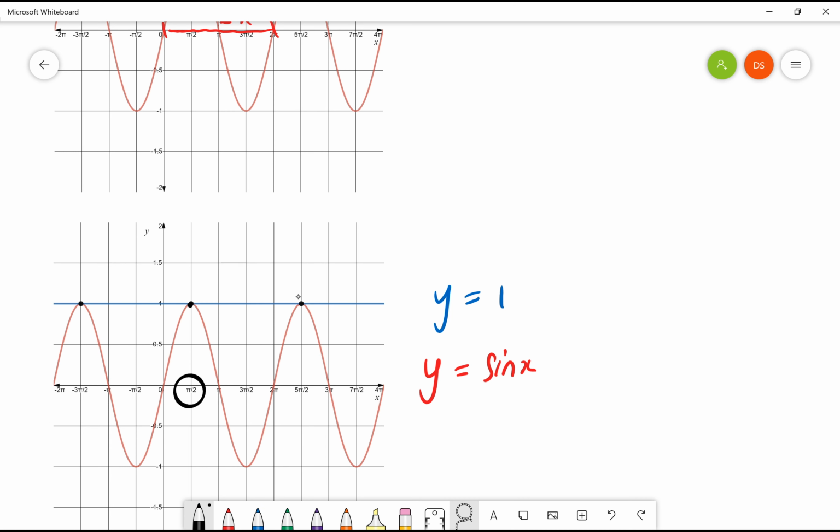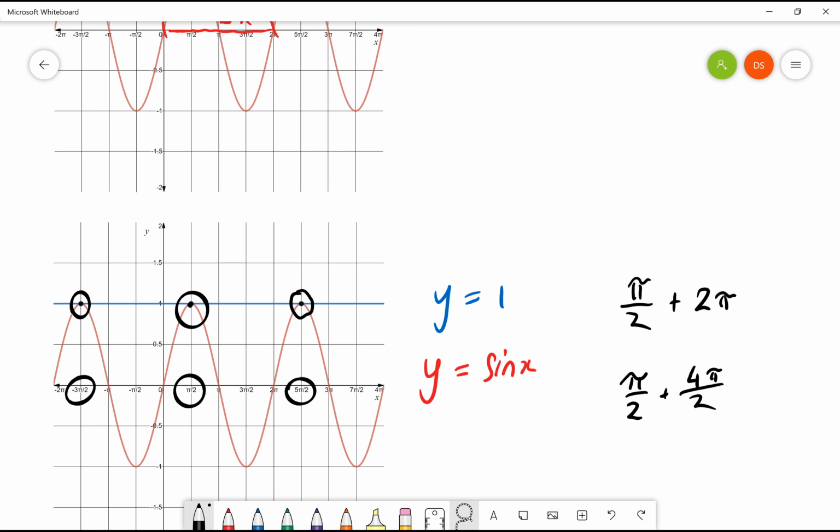However, let's have a look. There's another solution here at 5 pi on 2. There's another solution back here at negative 3 pi on 2. So, in fact, I have an infinite set of solutions, and they happen every, not every pi on 2, every 2 pi. Let's try that. If we go pi on 2, and I add 2 pi, that's the same as going pi on 2 plus 4 pi on 2, which is equal to 5 pi on 2.